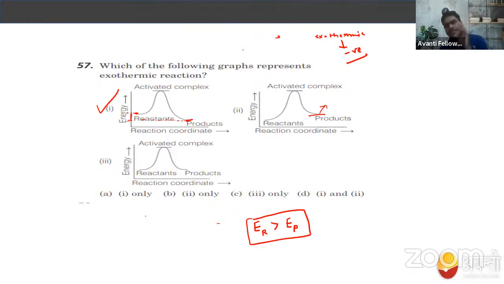exothermic reaction. So whenever questions come related to exothermic, always remember just one thing. For an exothermic reaction, the energy of the reactant must be more than the energy of the product. And similarly, for an endothermic reaction, the energy of the product must be more than the energy of the reactant. So only option A is correct, because A includes only one.